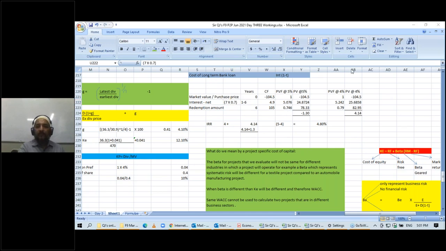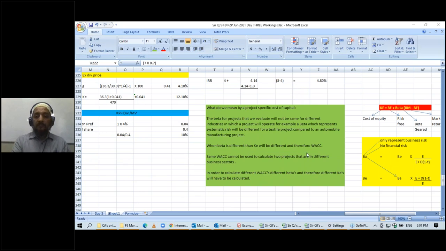Okay, now let's talk about the project specific cost of capital. Students, look at the green patch, I'm explaining from there. In this formula, if you can note, there is a beta. Now this beta is the magnitude of the risk. Magnitude of risk.